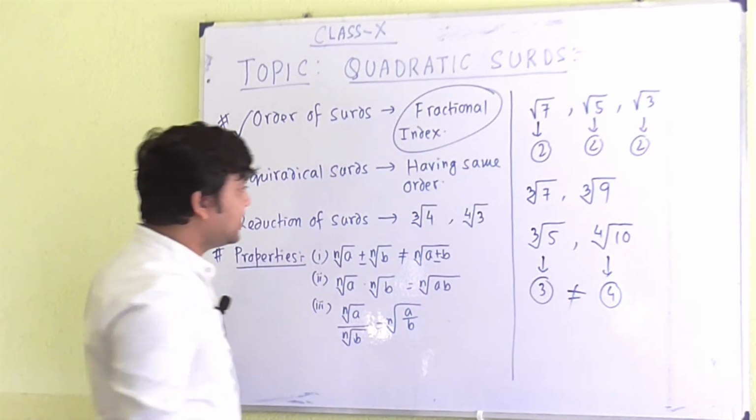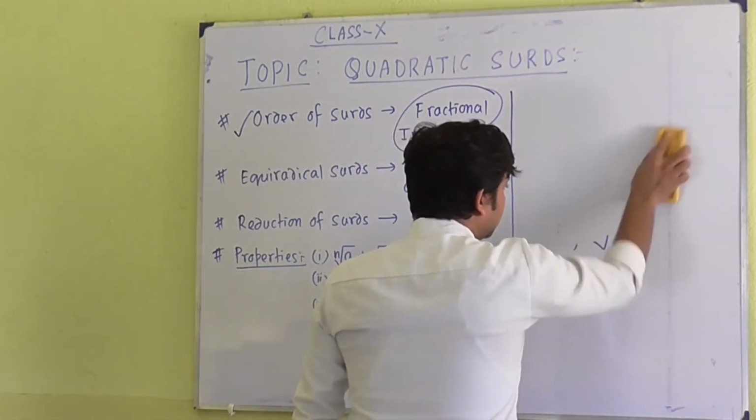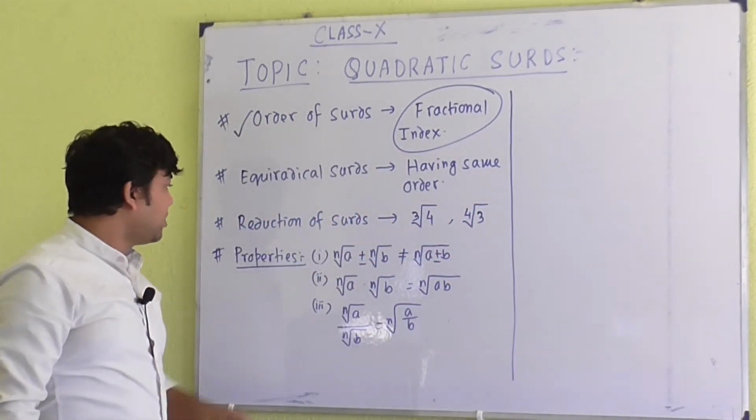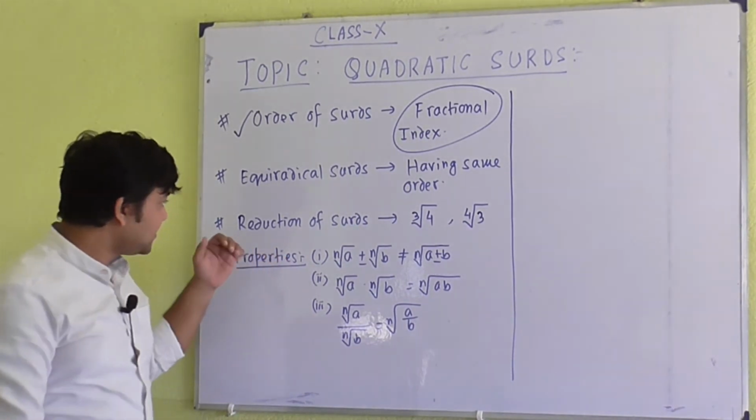Next, we will go for reduction of surds. It is very important. You can find more problems in the Madhyamik exam from this particular topic. Reduction of surds.